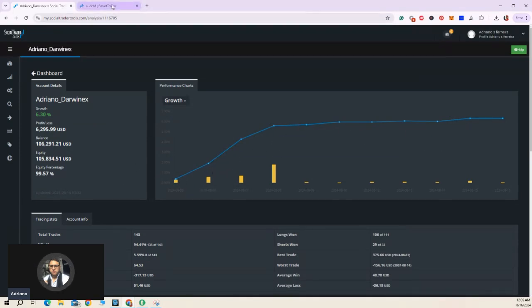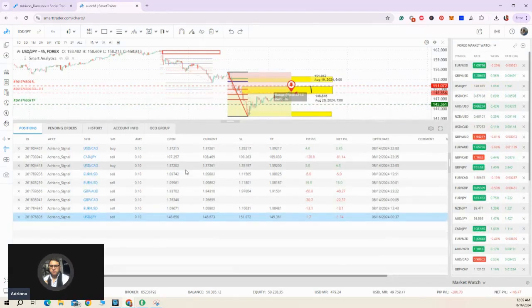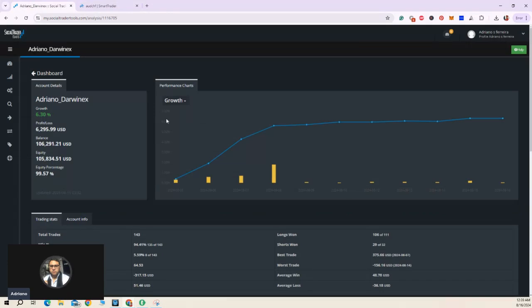And then every trade that I place here goes directly to my trade signal, and then from the trade copier, I send it to all those accounts that I trade.